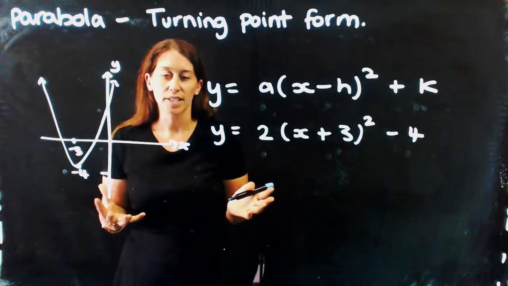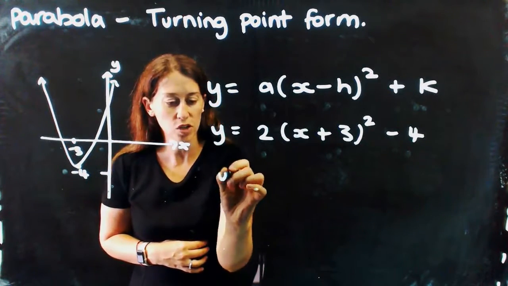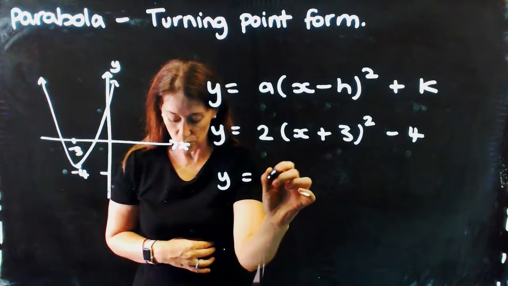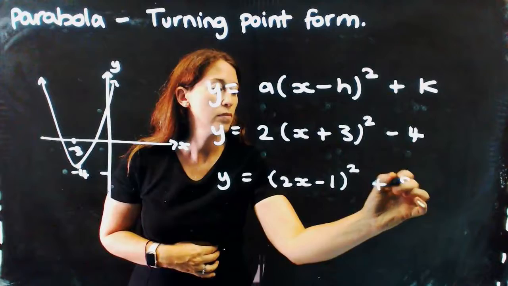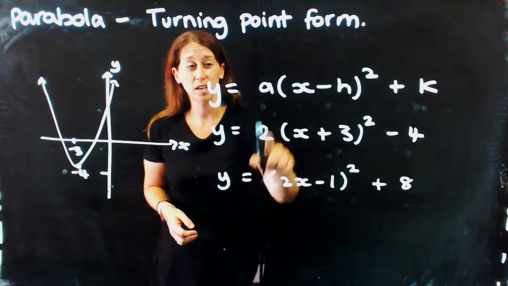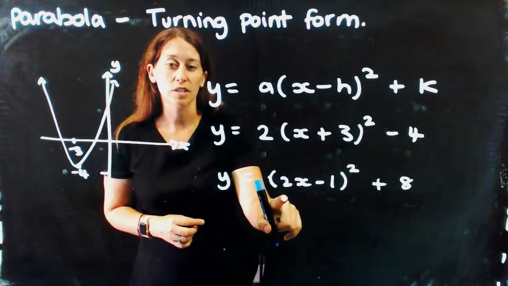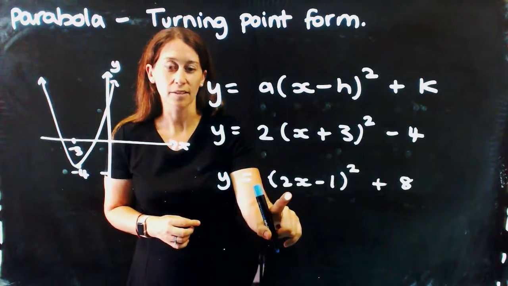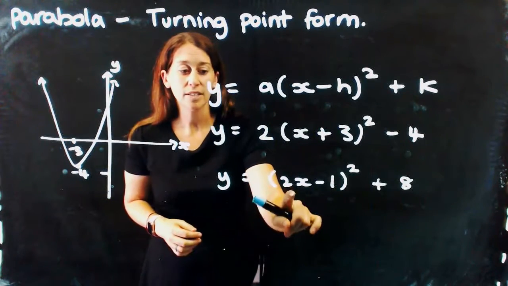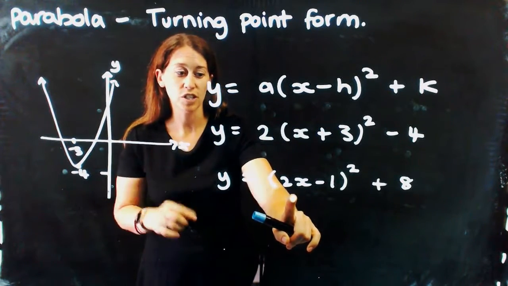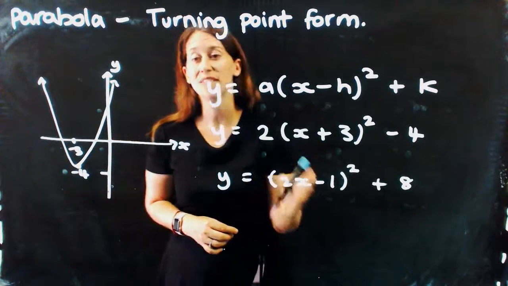Let's have a look at trying to identify some more combinations of transformations. So I'm just going to draw up this equation here. So this is y equals bracket 2x minus 1 squared plus 8. And what we can identify here is that this isn't quite in turning point form, because there is a number, a coefficient, in front of the x. And in order to show a horizontal transformation, we need to have the coefficient of x as 1. So the first thing I need to do is remove the 2, or take it out of the bracket.